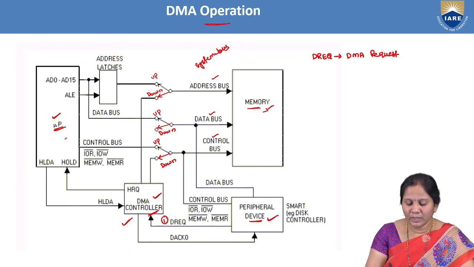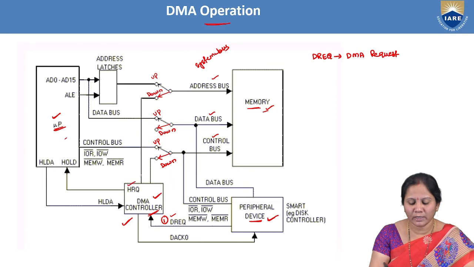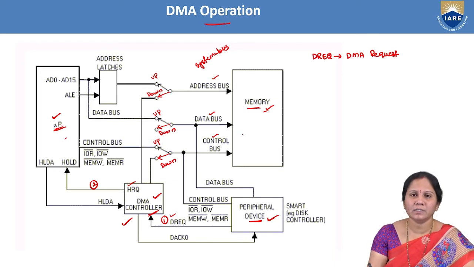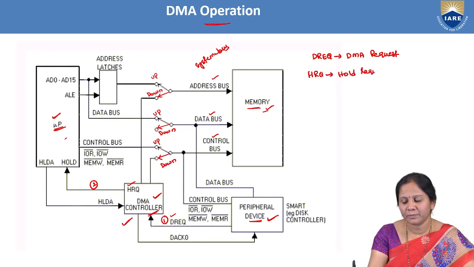And when this DMA controller gets this DMA request signal from any of the IO devices, the DMA controller is going to send one signal called HRQ to the 8086 or any microprocessor. Here HRQ represents hold request.